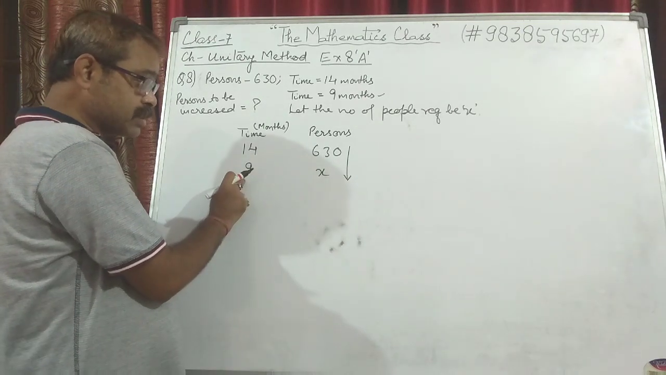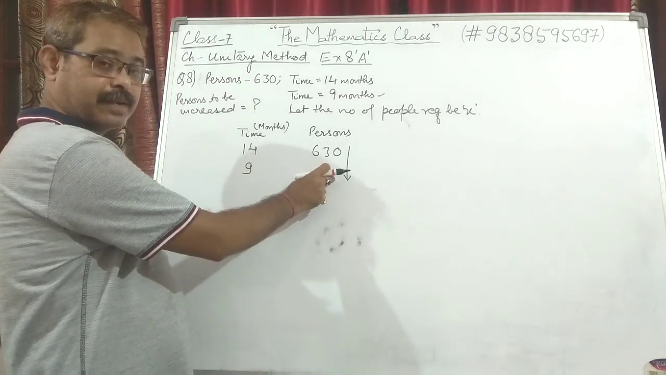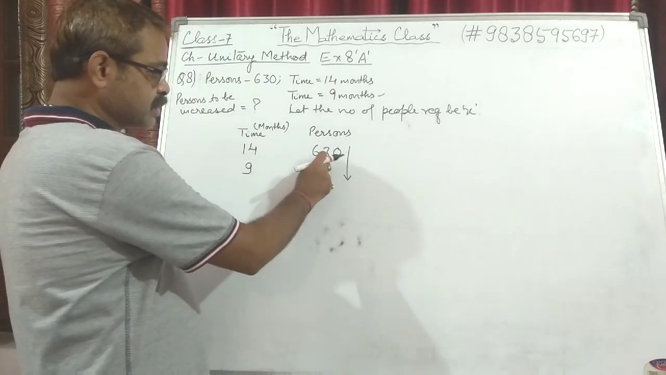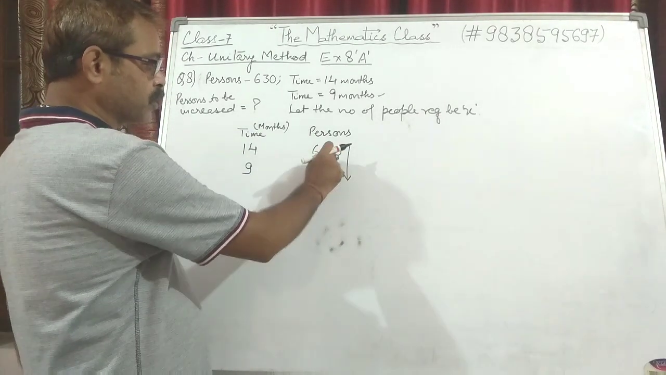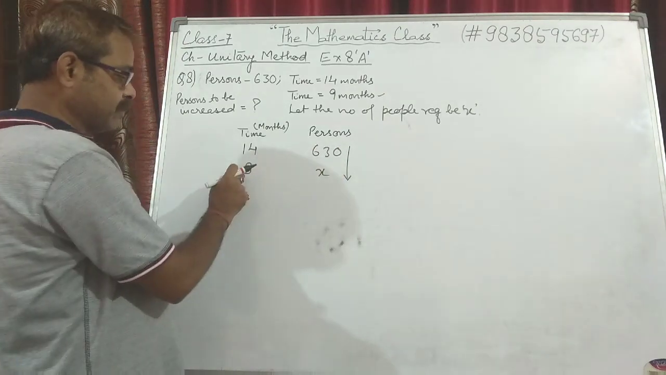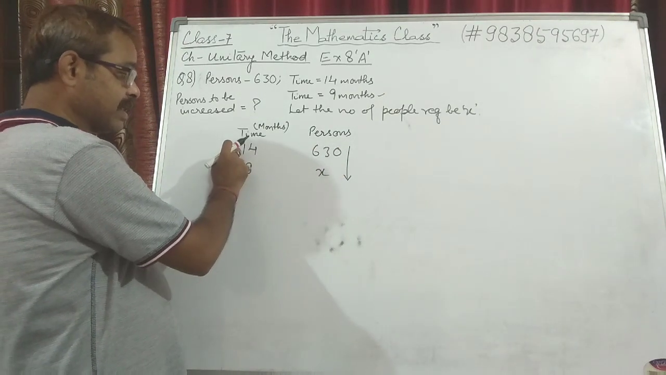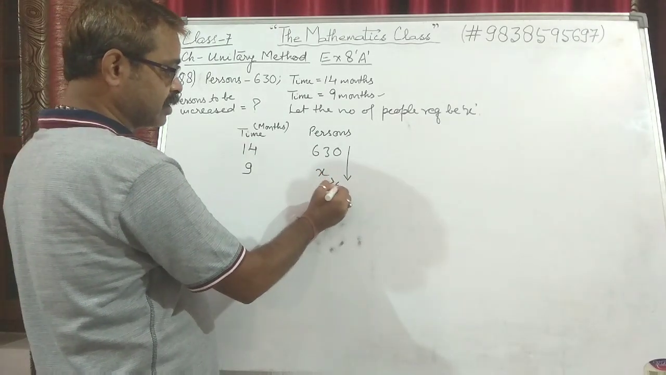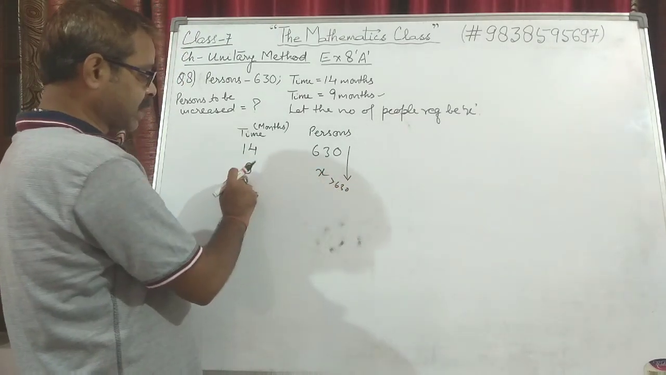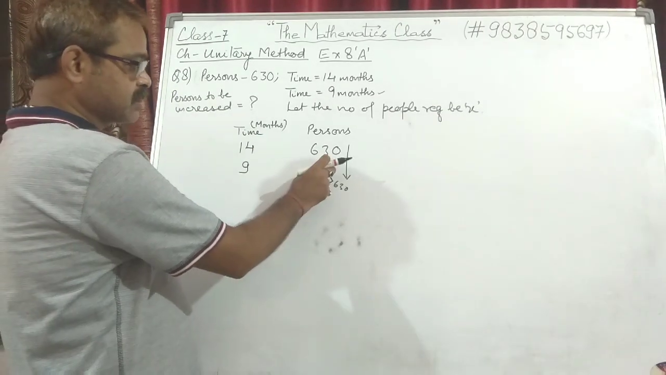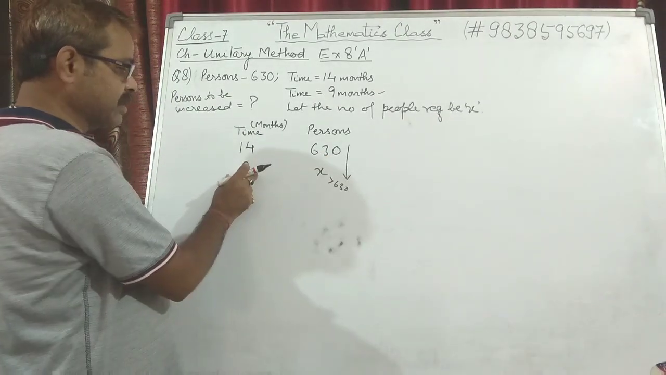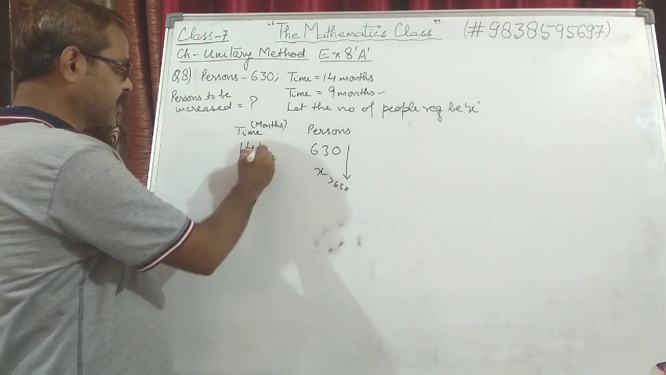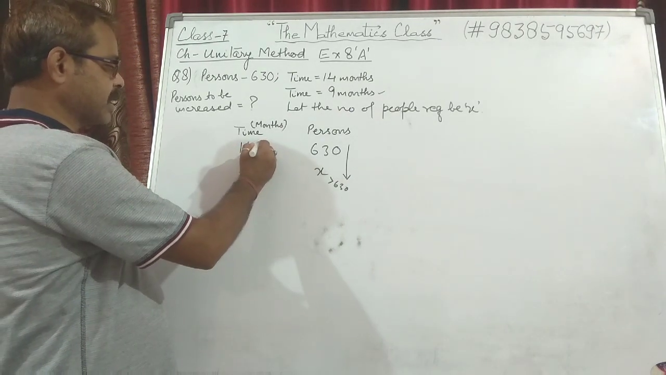So in 9 months' time more people are required, because time is less, so more people are required to complete. It means this value of X will be more than 630, but here the value of 9 is less than 14. X is increasing and 9 is decreasing, so it is an inverse proportion. So we will put an inverse sign, meaning opposite sign.